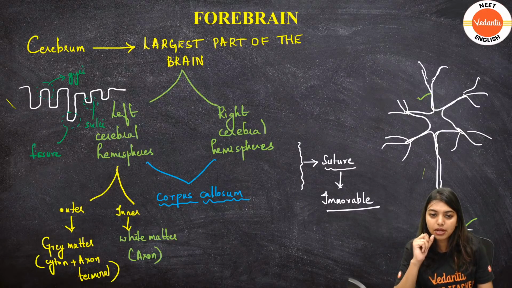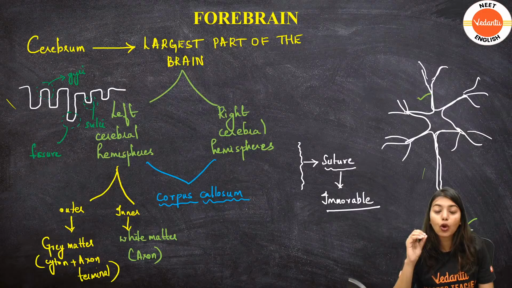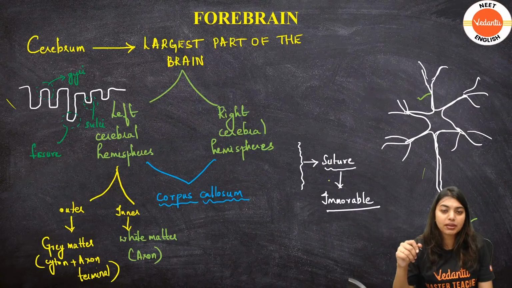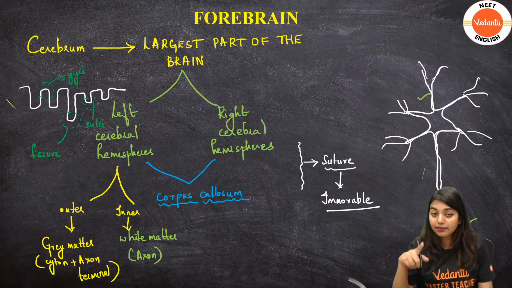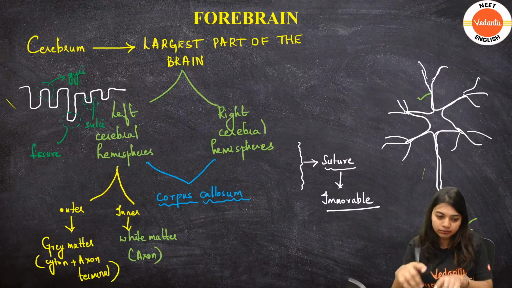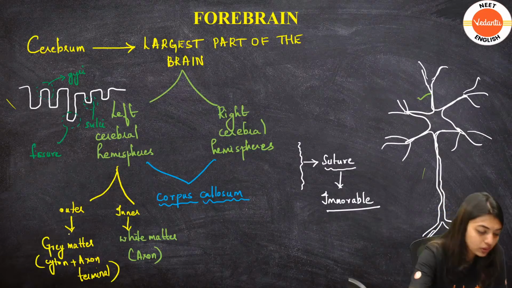Now left cerebral hemisphere and right cerebral hemisphere are combined with the help of your corpus callosum. Okay, and then there are sutures present on the brain which are immovable. Again, very important, immovable, and they keep the lobes together. Okay.